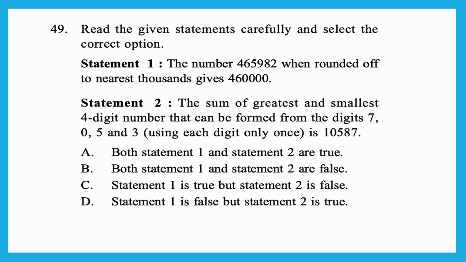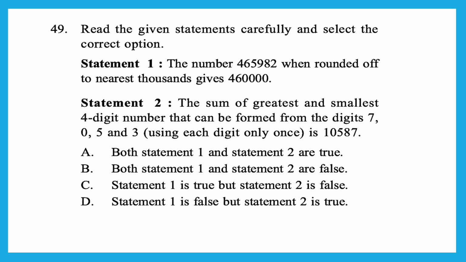Question 49. Read the given statements carefully and select the correct option. Statement 1. The number 465,982 when rounded off to the nearest thousands gives 460,000. This is incorrect, because when it has to be rounded off to the nearest thousand, it should be 466,000.